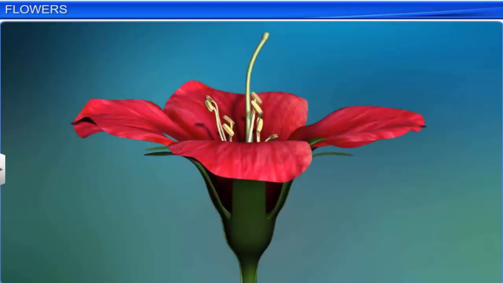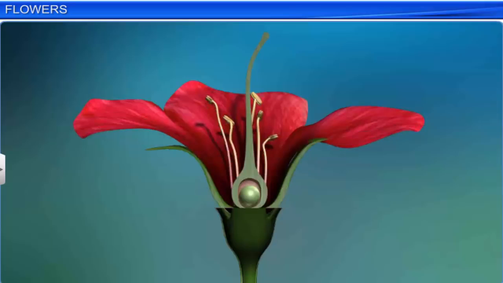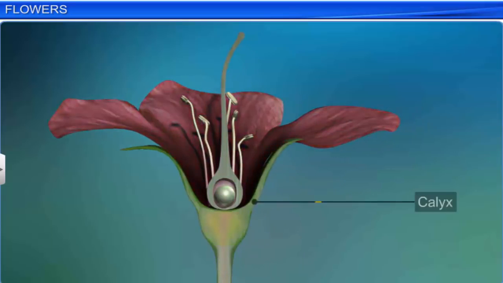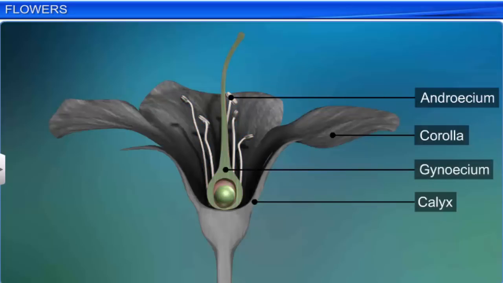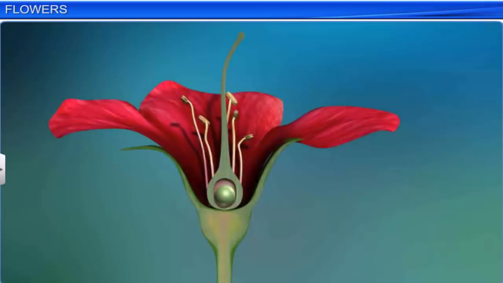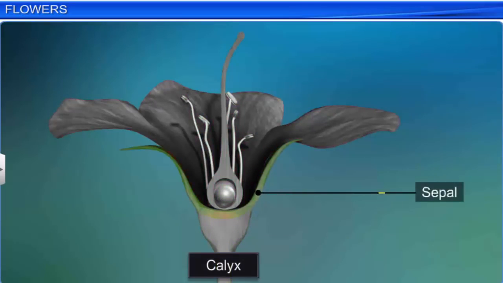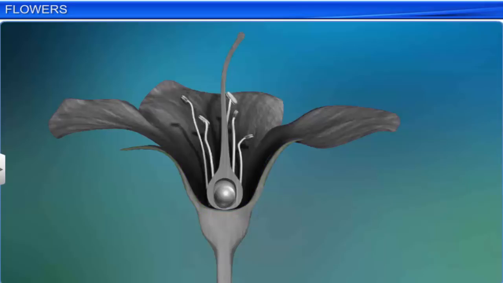Typically, a flower has four main whorls: calyx, corolla, andrecium, and gynoecium. These whorls are arranged on the swollen end of a stalk called the thalamus or the receptacle. The outermost whorl is the calyx, consisting of sepals. The next inner whorl is the corolla, consisting of petals.